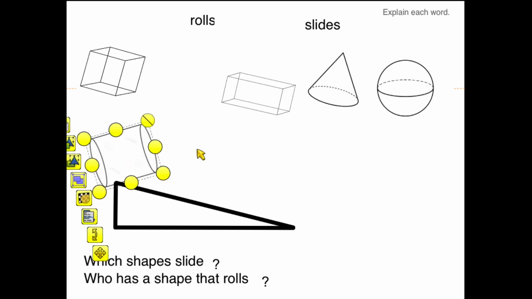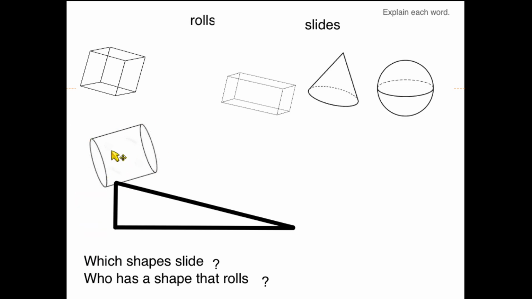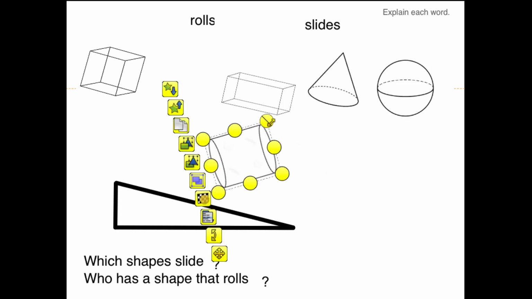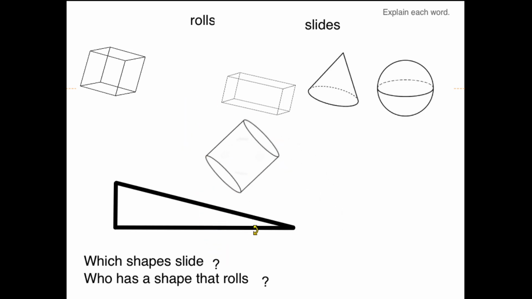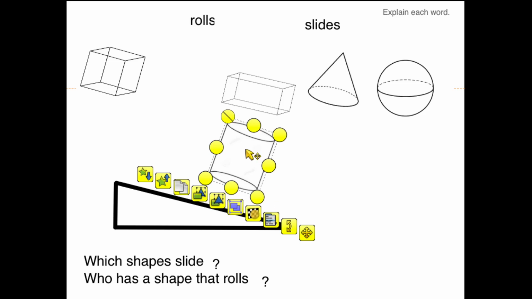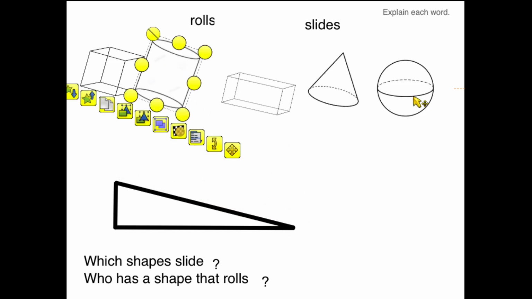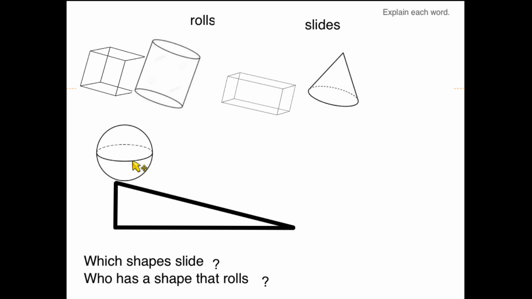Anyway, we put the cylinder at the top. If we put it on the curved side, it's going to roll down to the bottom. It's going to keep turning and turning and turning. But if we put it onto the flat face side, it's not going to roll at all. It's just going to slide to the bottom. If we have this, it's not going to slide, it's just going to turn. It's going to roll because it's got a curved face.